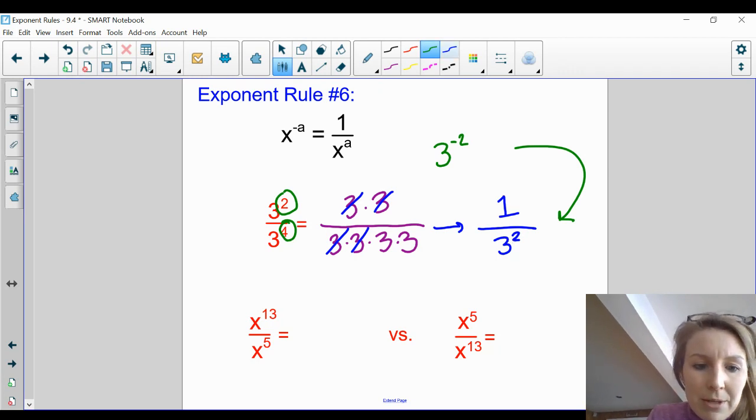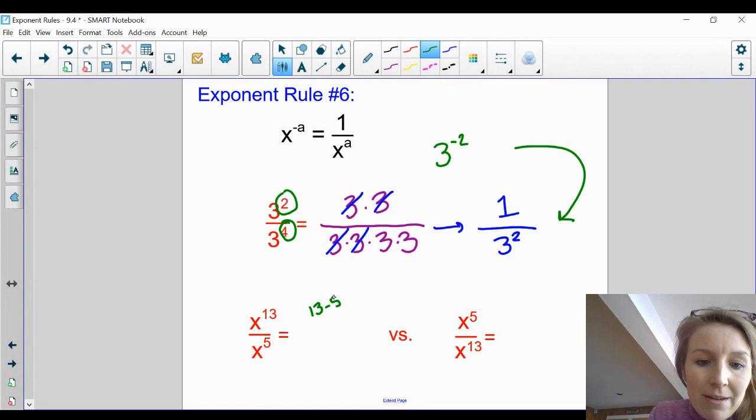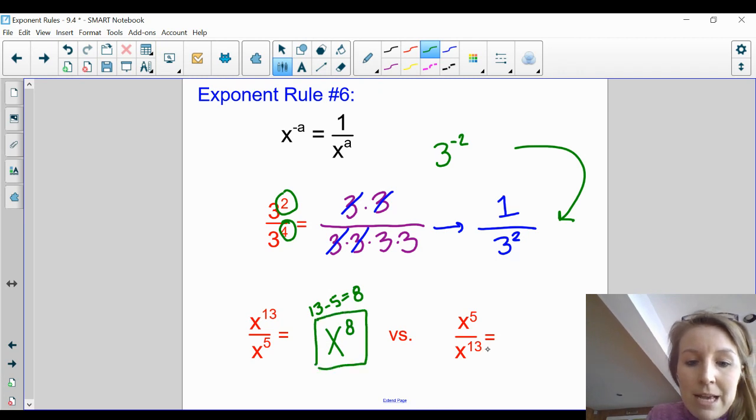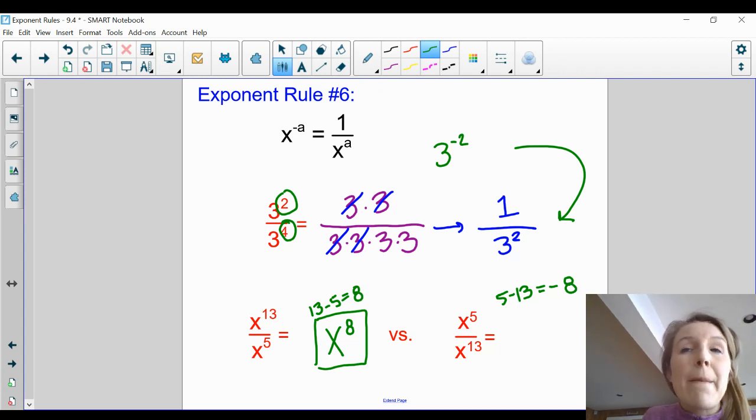If we do another example here, if I have x to the 13th divided by x to the 5th, I'm going to do 13 minus 5, which gets me to 8. That means here my answer is x to the 8th. If you look at this next one, I'm now doing 5 minus 13, which gets me to negative 8. So it's really important when you do the subtraction, you do the numerator's power minus the denominator's power.